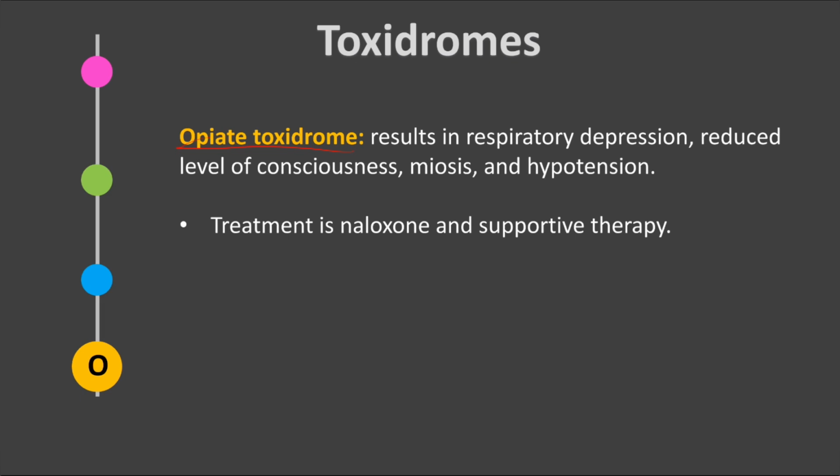In these patients it results in respiratory depression, decreased respiratory rate, and decreased conscious level. It leads to constriction of the pupil, miosis, and hypotension. So everything will be reduced. If the patient gets these symptoms, you have to treat them with naloxone and also give supportive therapy.